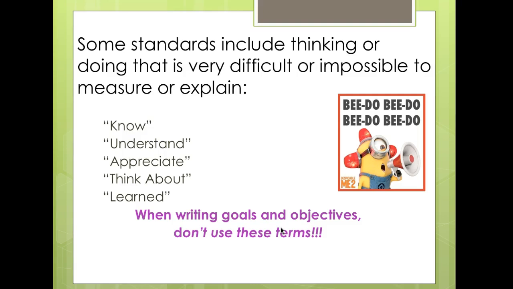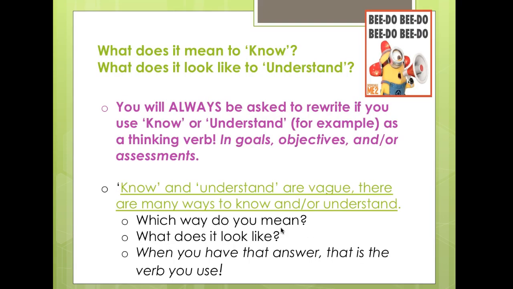Terms like know, understand, appreciate, think about, learned in a goal and an objective, don't use them. When writing goals and objectives, don't use these terms. What does it mean to know? What does it look like to understand? You'll always be asked to rewrite if you use know and understand as a thinking verb in goals, objectives, or assessments. I will say this is not an active verb. Please use your Bloom's taxonomy.